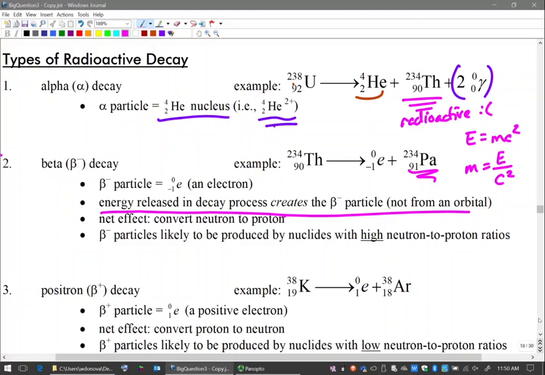Nuclides that undergo beta decay are generally ones that have, so to speak, too many neutrons. High neutron to proton ratios. If you have too many neutrons to be stable, that is called neutron rich.